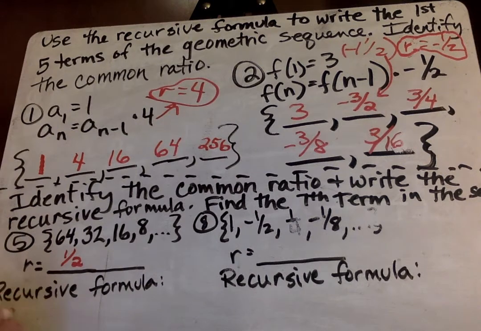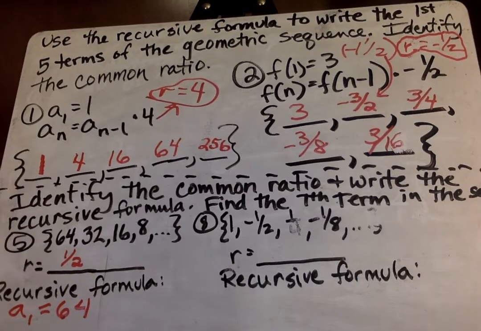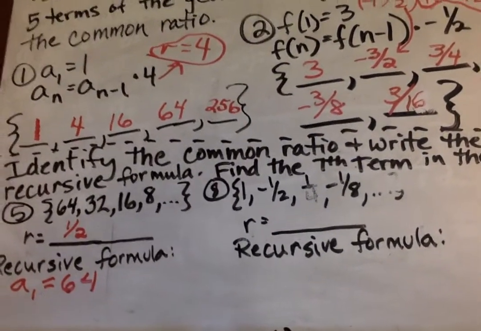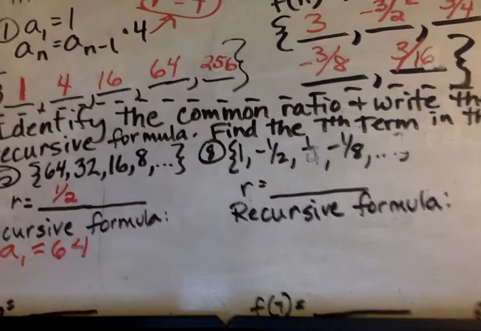Then for the recursive formula, we put our first one, a1 equals 64. Okay, and then, I don't know if you can see it okay.